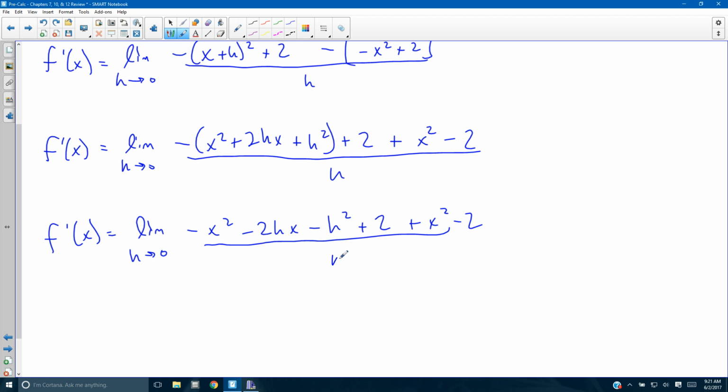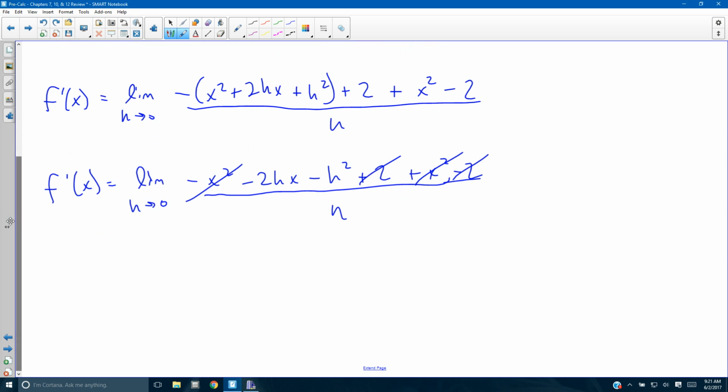Okay, here we go. Negative x squared and positive x squared are gone. They cancel. 2 minus 2 are gone. They cancel. You're left with negative 2xh on top minus h squared all over h. And let's simplify that down now. Let's factor out an h on top, and you're left with negative 2x minus h on top, all divided by h. Now that we have a common multiple of h on top and bottom, we can cancel.